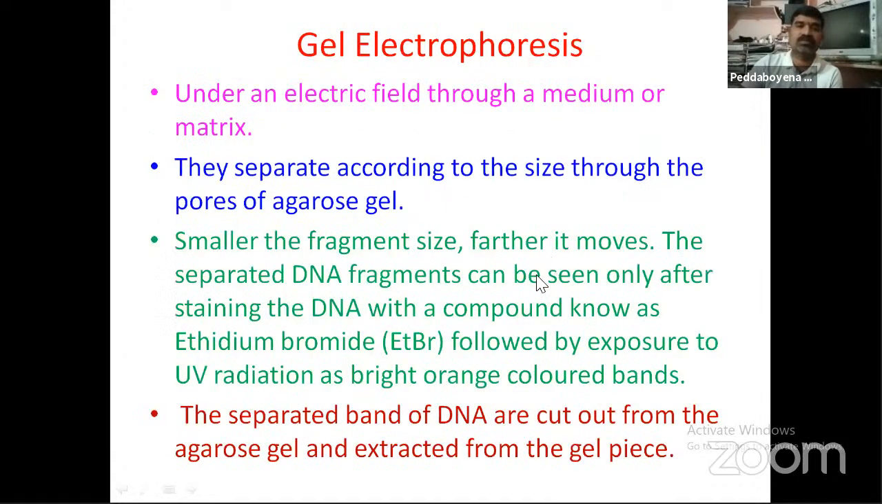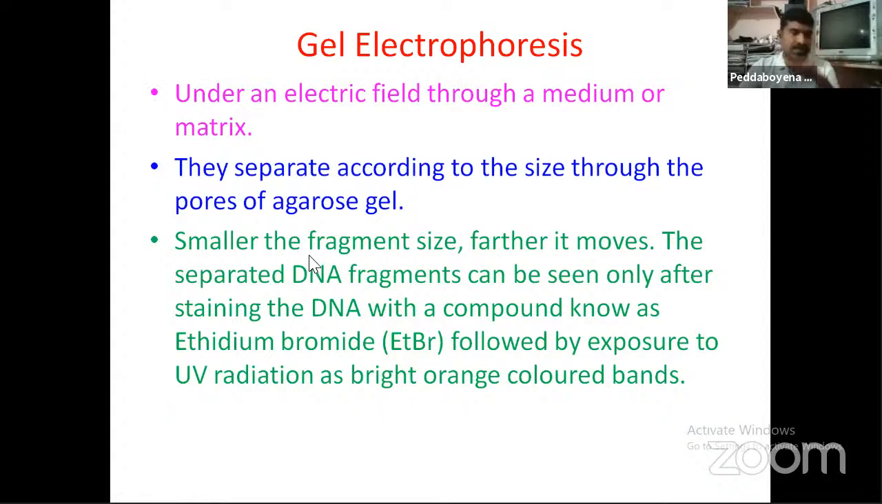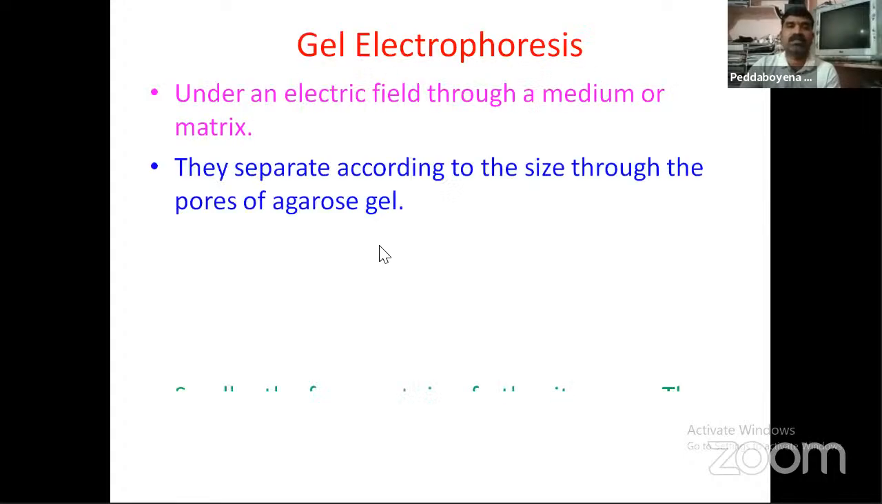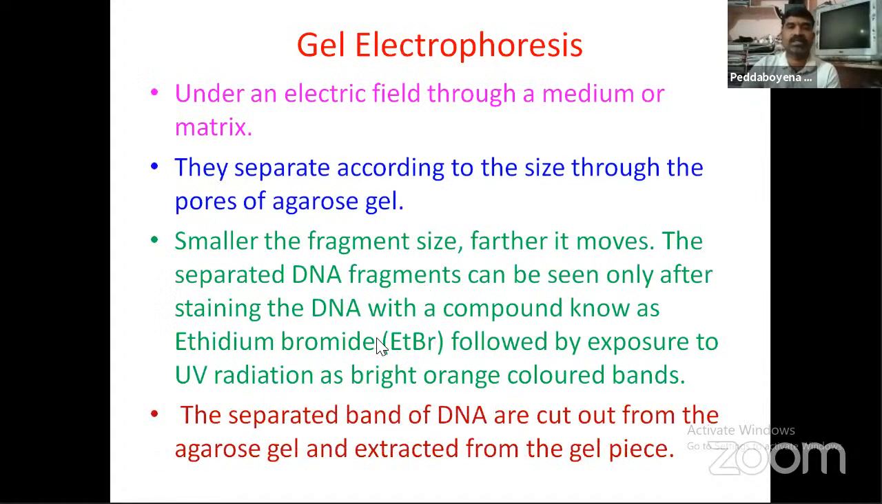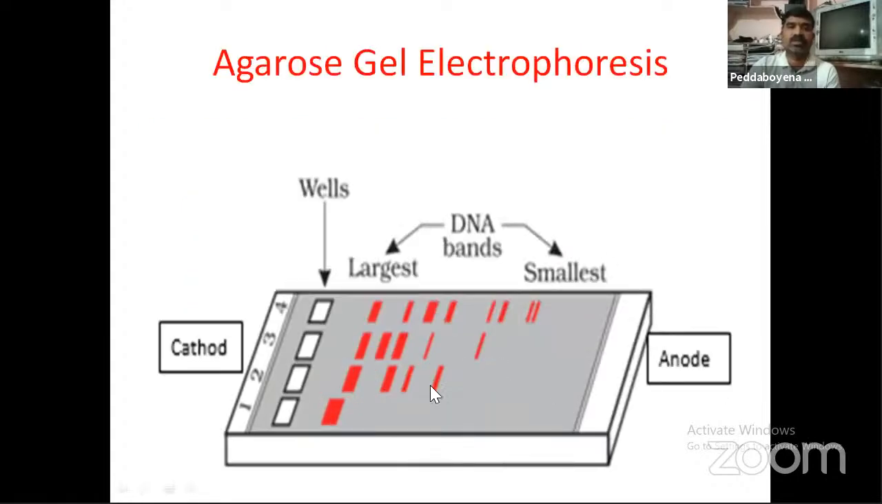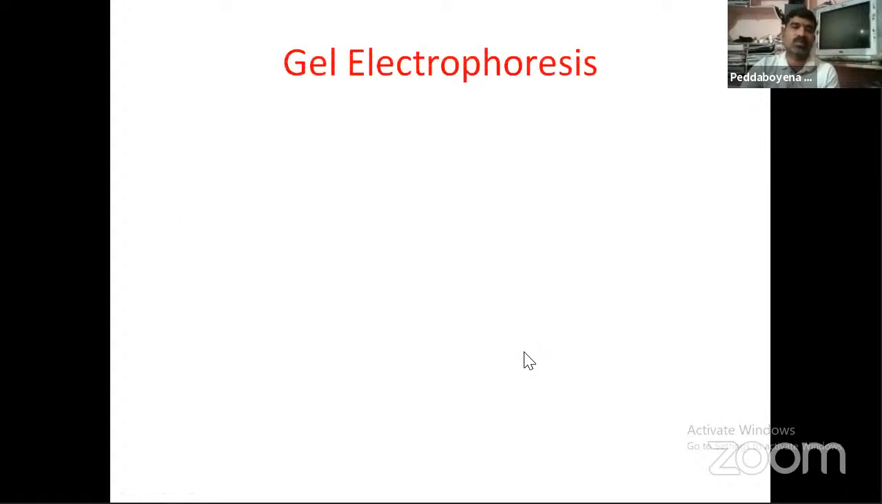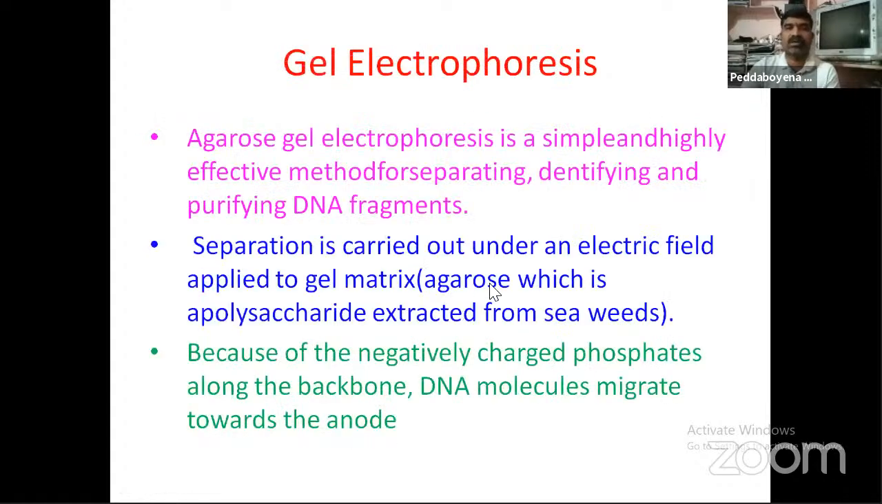So simply, in gel electrophoresis you are observing agarose, and the complete process is gel electrophoresis with ethidium bromide, exposed to UV radiation as bright orange colored bands. This is very, very important. In this diagram you are observing large bands and smallest bands. The gel has small pores. Agarose is very important; it is a polysaccharide extracted from seaweeds.